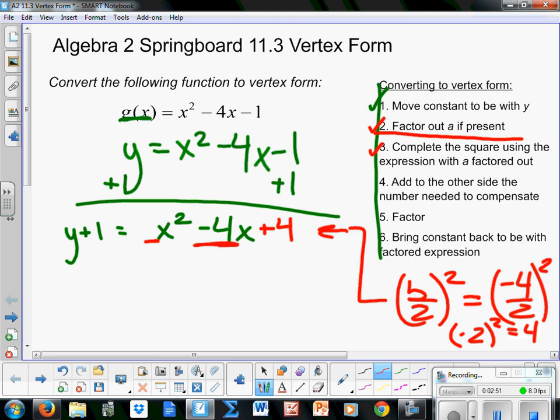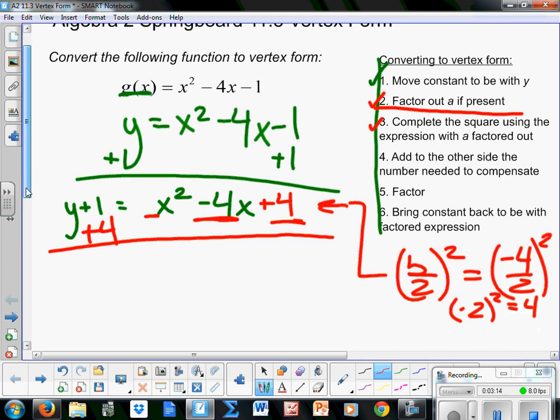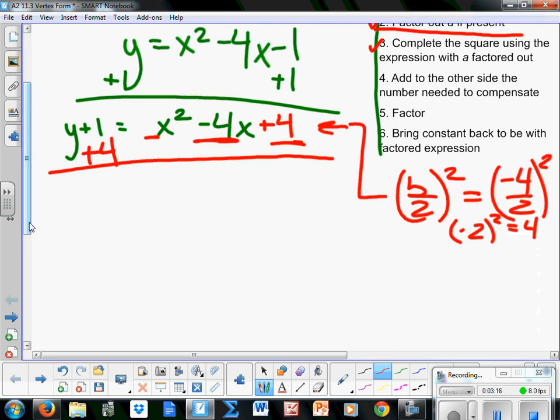Now to the other side, we need to add the number needed to compensate. We'll see in another example where we need to do something else. But in this case, we added 4 to this side. There's nothing else we're doing to that 4 on this side of the equation. All we're adding here is a 4. So in order to compensate, we're going to add it to this side as well, to make sure that those sides are equal and balanced all the time. Make sure that we keep equal expressions on either side.